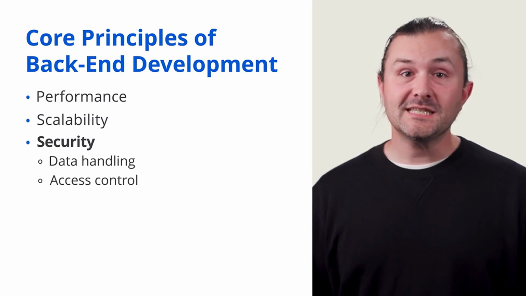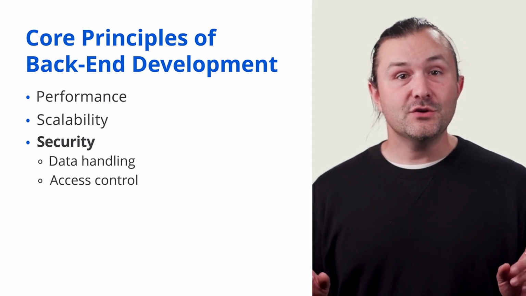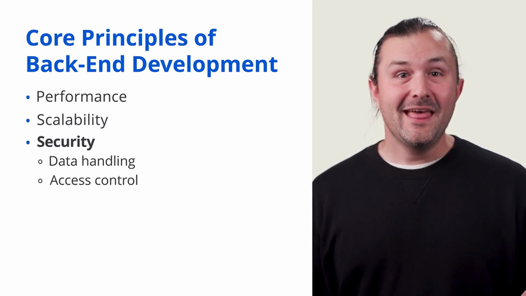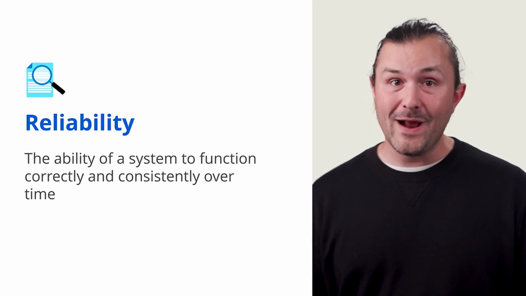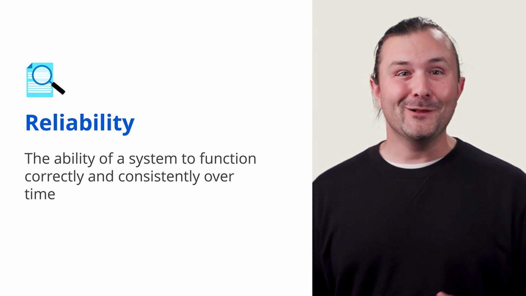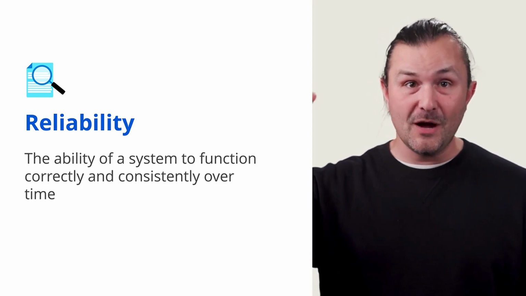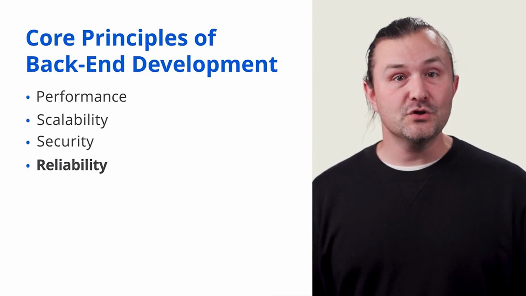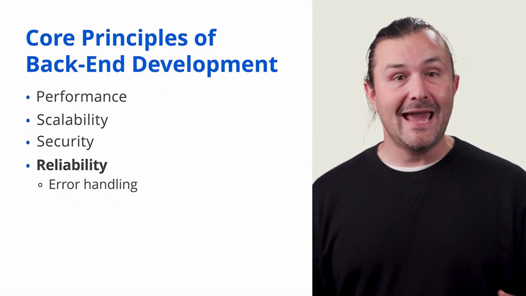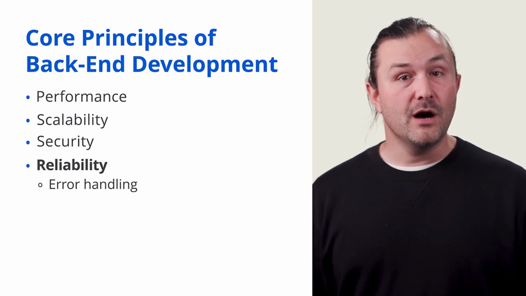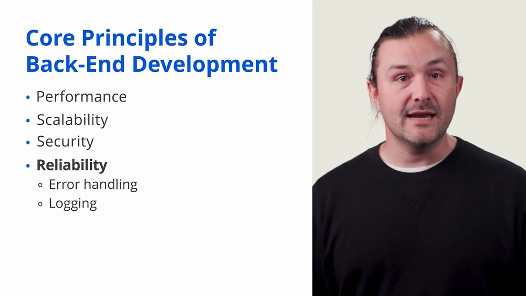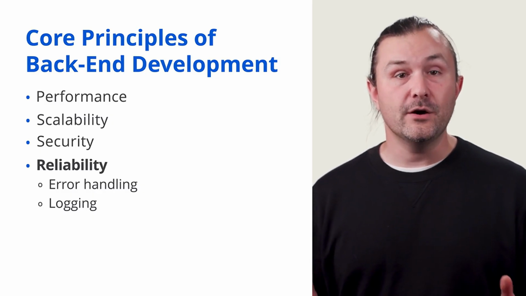After ensuring performance, scalability, and security, it's essential that your application consistently uphold these principles. This brings us to the principle of reliability. Reliability is the ability of a system to function correctly and consistently over time. For example, a reliable e-commerce platform consistently processes orders without downtime, even during peak shopping periods. To achieve this, backend developers start with graceful error handling, ensuring the system can handle errors without crashing. They also implement comprehensive logging to capture errors and operational data, which is crucial for diagnosing issues and understanding system behavior. All of these principles help ensure that backend development creates well-functioning applications.